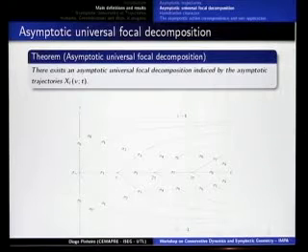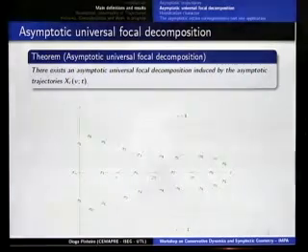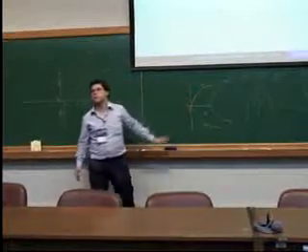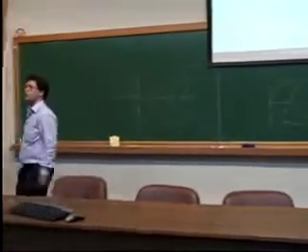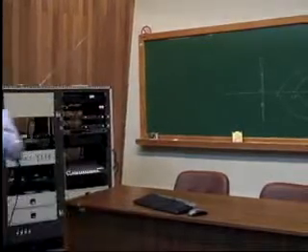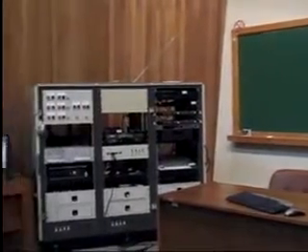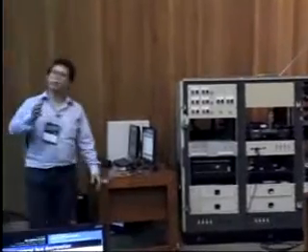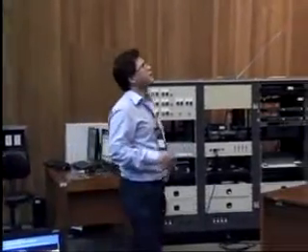Okay. So there exists an asymptotic universal focal decomposition induced by the asymptotic trajectories. So this is the asymptotic focal decomposition. It is the same for all mechanical systems that we are considering, and it is the result of this sort of renormalization. Okay, we can move forward and look at this asymptotic focal decomposition and define the index.